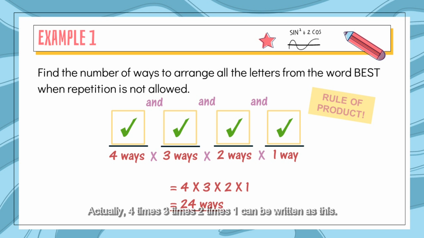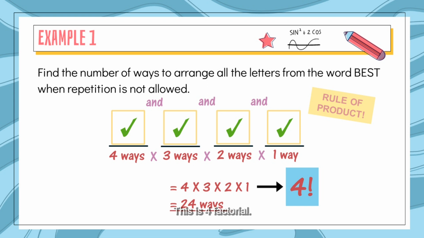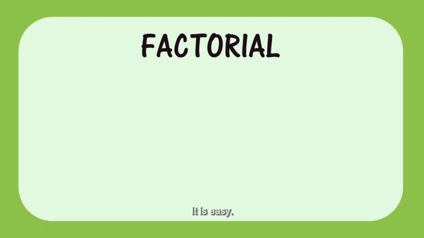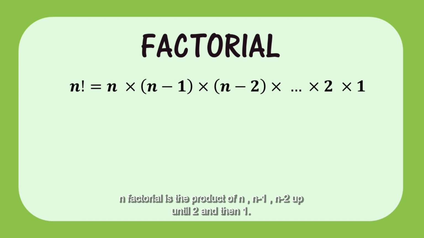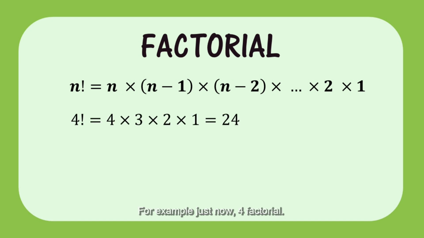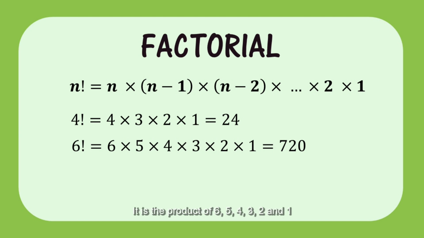But hold up! Actually, 4 times 3 times 2 times 1 can be written as this. This is 4 factorial. Now what is factorial? It is easy. For a positive integer n, n factorial is the product of n, n minus 1, n minus 2, up until 2 and then 1. For example, just now, 4 factorial. It is the product of 4, 3, 2, and 1, which we get 24. 6 factorial. It is the product of 6, 5, 4, 3, 2, and 1, which is 720.